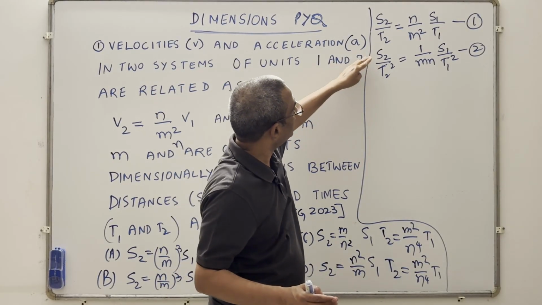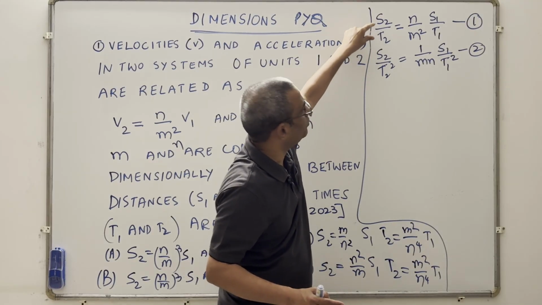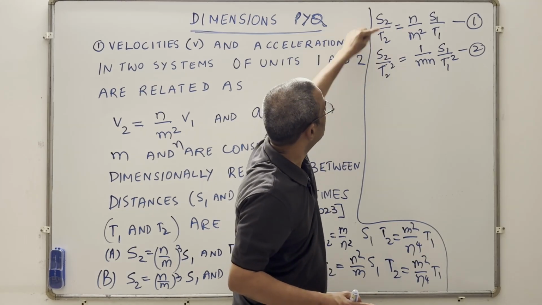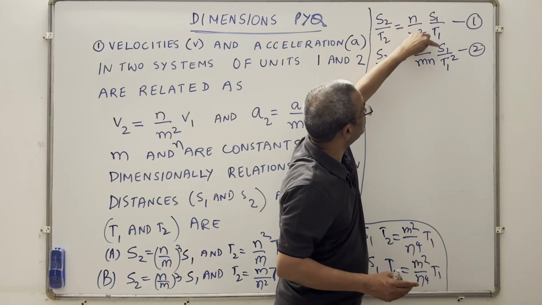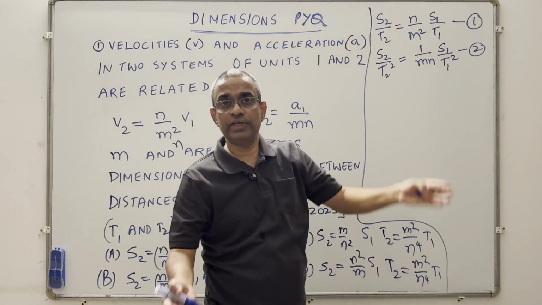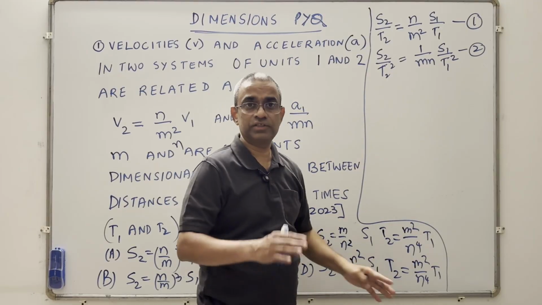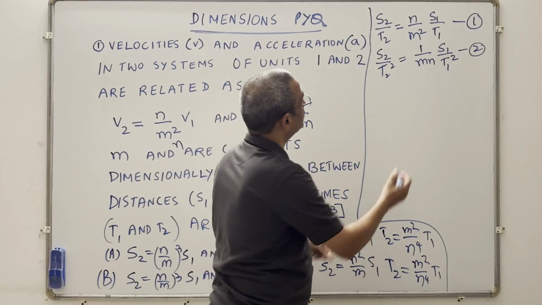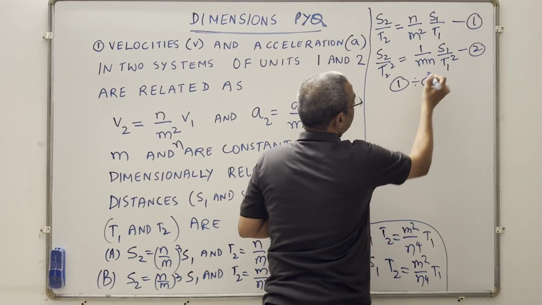From here it is algebraic manipulation. Let us eliminate S2 first. We can eliminate S2 if we divide equation 1 by equation 2, because here there is S2 and here there is S2, and here there is S1 and here there is S1. If we divide, we can eliminate the distances. This is not physics, from here it is algebra. So let us divide equation 1 by equation 2. What do I get?